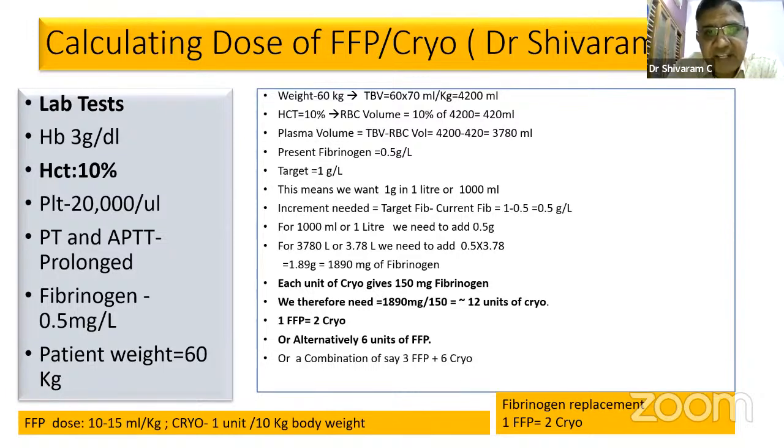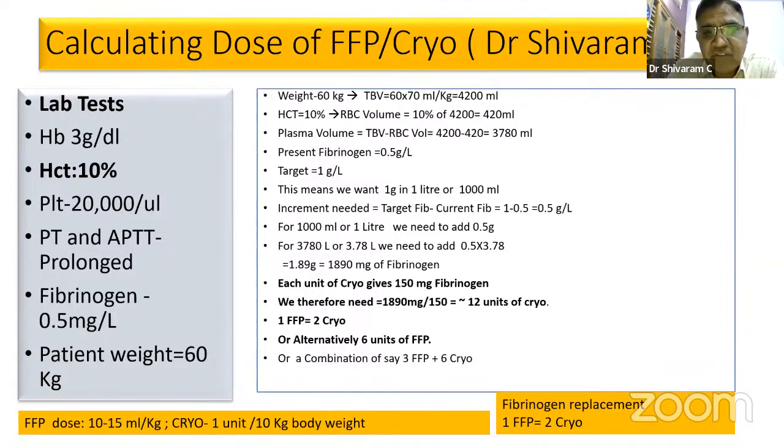This is a 60 kg patient. We know adults have 70 ml per kg body weight. If it's a newborn, you can calculate as 100 ml per kg. With a child, it will vary based on the age, maybe 80 or 85 ml per kg. So the total blood volume works out to 60 into 70, which is 4,200 ml. So this is the way we calculate blood volume.